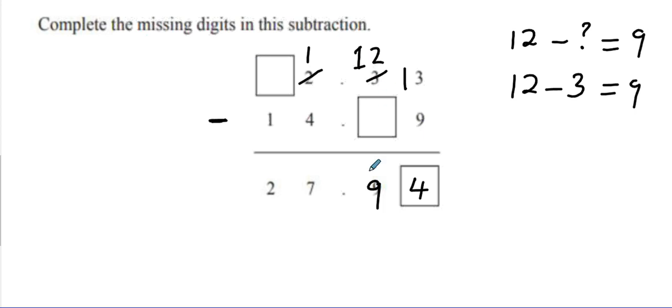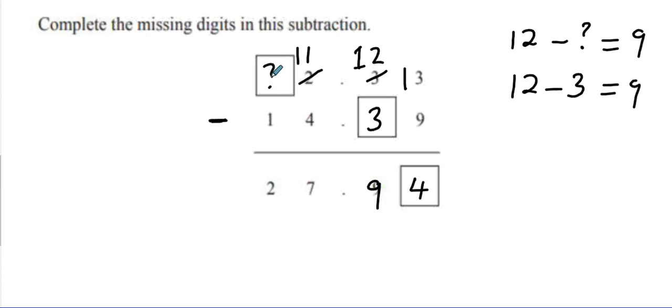12 minus which number equals 9? So 12 minus 3. Okay. So far so good. We have 1 minus 4 equals 7. So we have to take 1 from a certain number here and put it over here. Now the number becomes 11. 11 minus 4, that is 7. So what is the number missing over here?